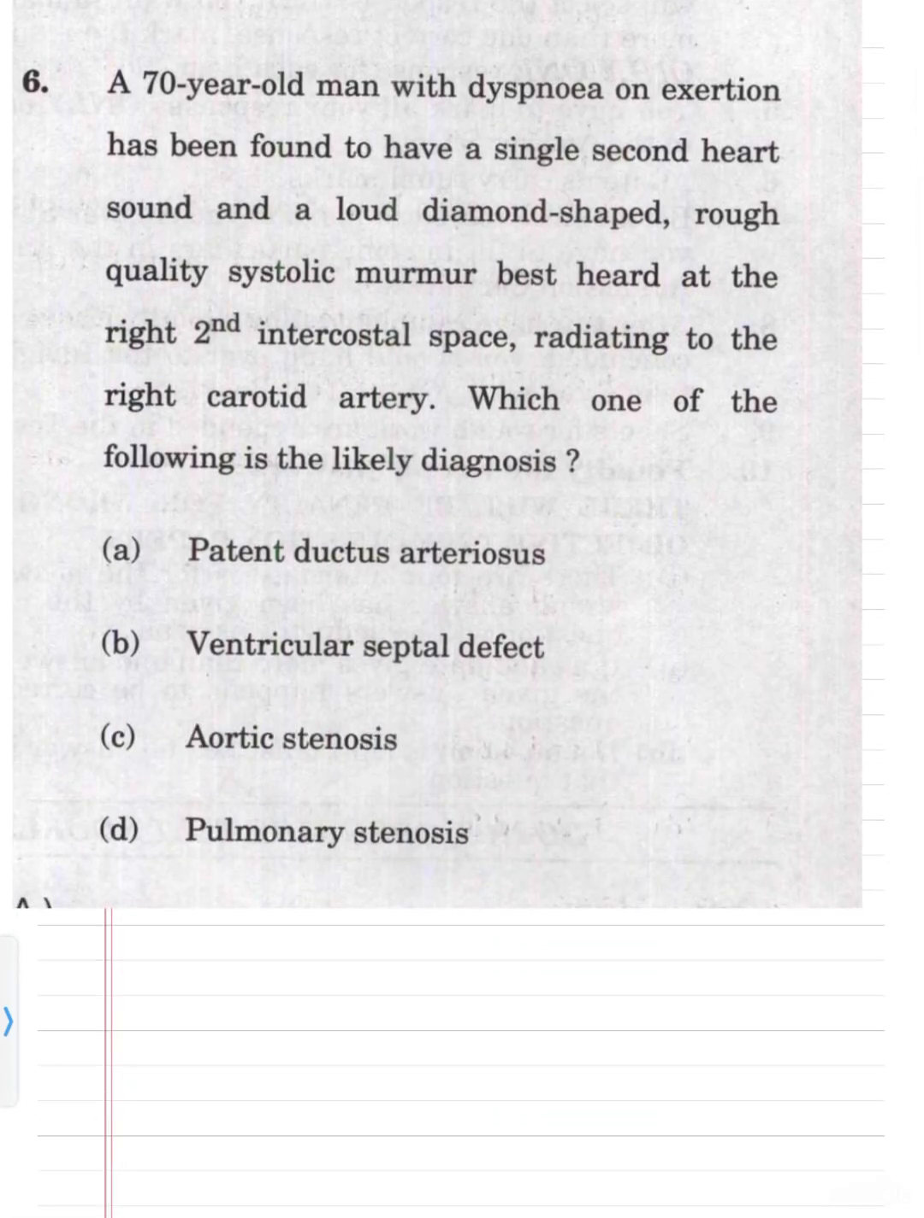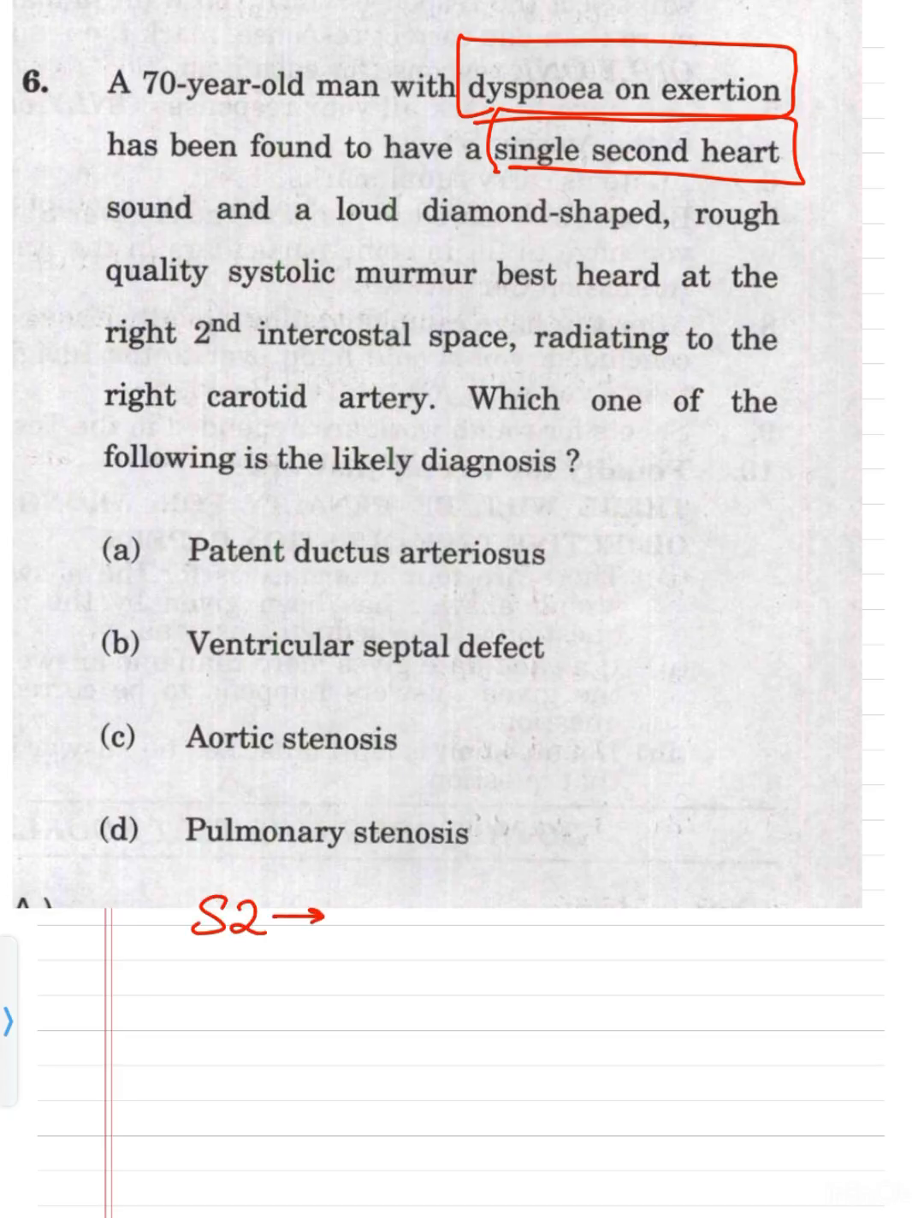A 70-year-old man with dyspnea on exertion. So whenever there is exertion, this breathlessness has been found to have a single second heart sound. So S2. Again, we have talked about S2, which consists of P2 and A2. It's a single heart sound, so either P2 is absent or A2 is absent. And a loud diamond-shaped rough quality systolic murmur.